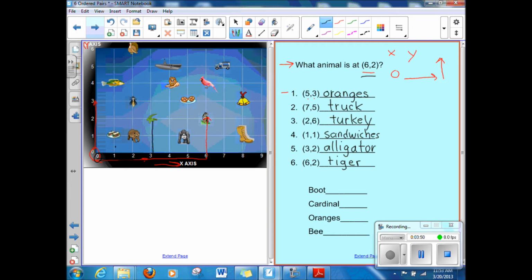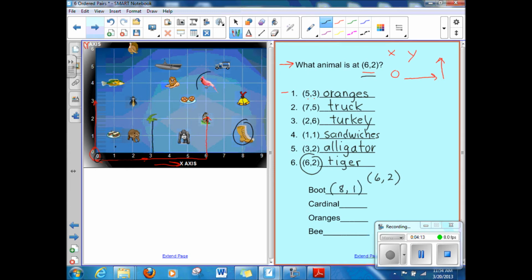Well, notice that the ordered pair given here comes with a parenthesis. There's a digit or a numeral that says 6. There's a comma, and then the other numeral, and then finally a parenthesis. So your answers will look just like that when you do the workbook page. But let's take a look at the boot. The boot is at 8, comma 1.